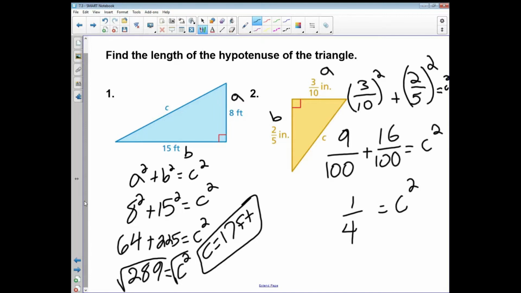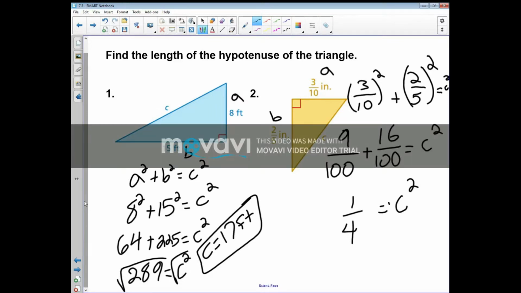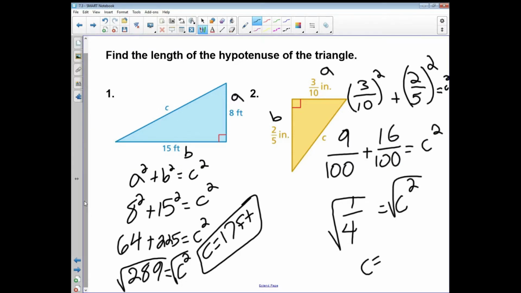If c squared equals 1/4, though, I want to know what c is. So to undo a square, we're going to take the square root of each one. So we take the square root of the top, which is 1, because 1 times 1 just does equal 1. And then we're going to take the square root of the denominator, which would be 2.